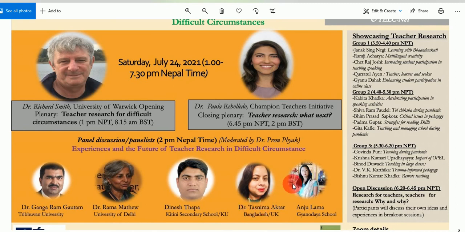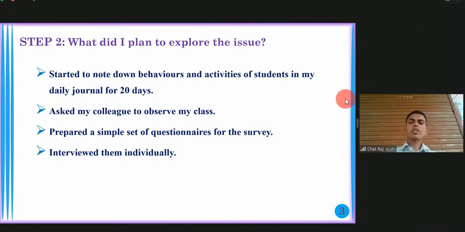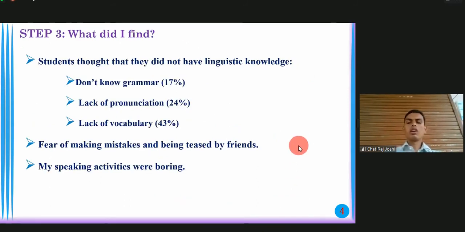I observed and noted down behaviors and activities of students in my daily journals for 20 days. I also started to write a note of reflection after my class. I asked my colleague to observe my class for 3 days. I prepared a simple set of questionnaires for the survey and collected the responses of students. I also interviewed them individually.